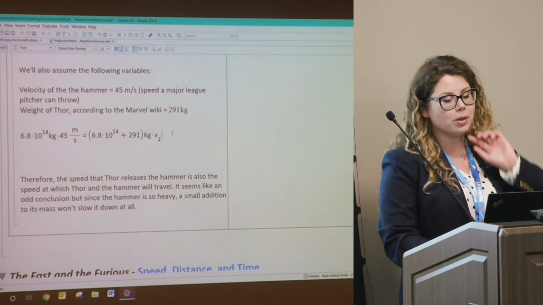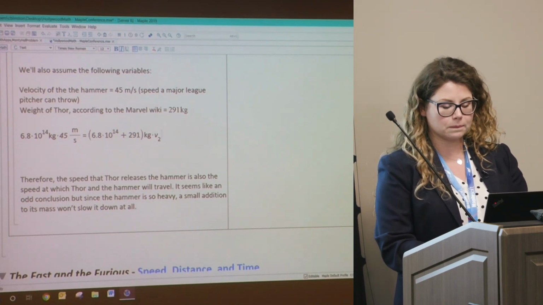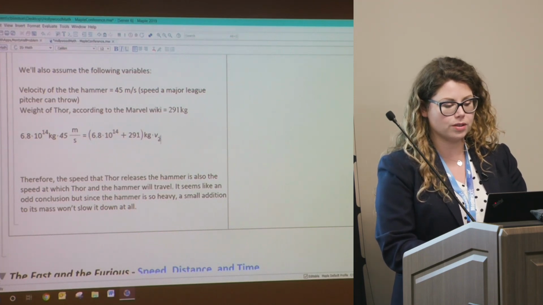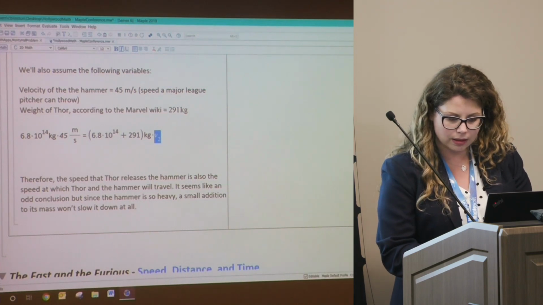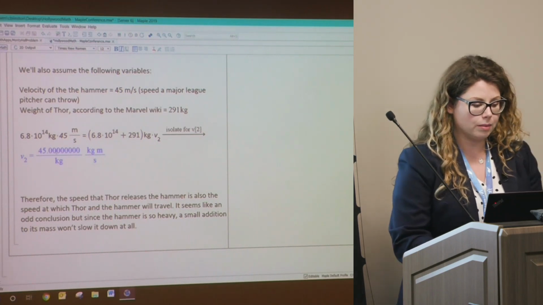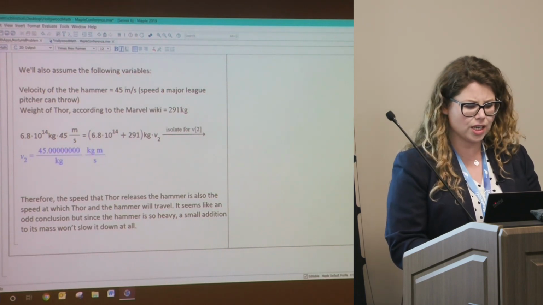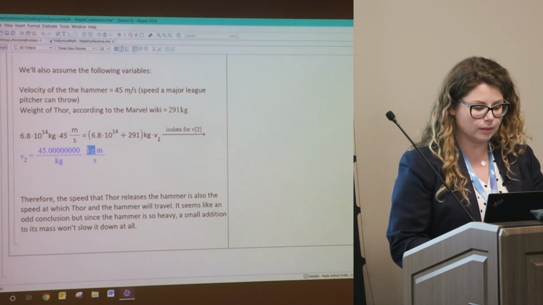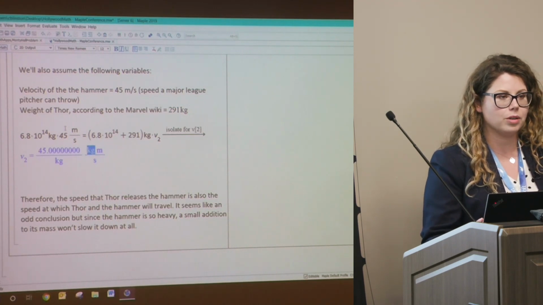But anyway, putting all of that into our m1 times v1 equation and solving out for our v2 and isolating that, solve, isolate for our v2, we end up with basically 45. If we go back and look, nothing's changed. We've ended up, and these cancel out. Thanks, Maple. But they cancel out, so the velocity of the hammer has not changed.